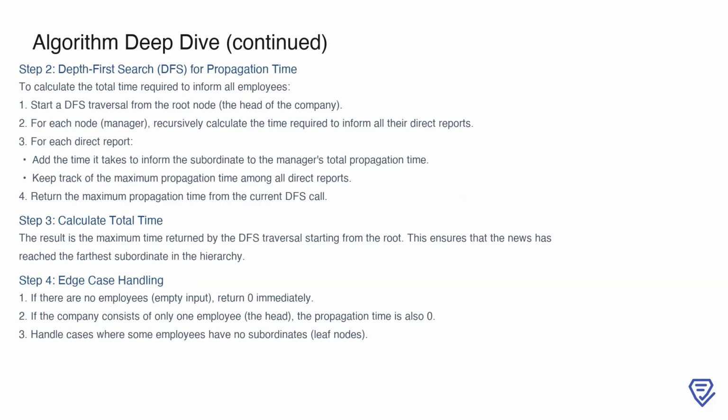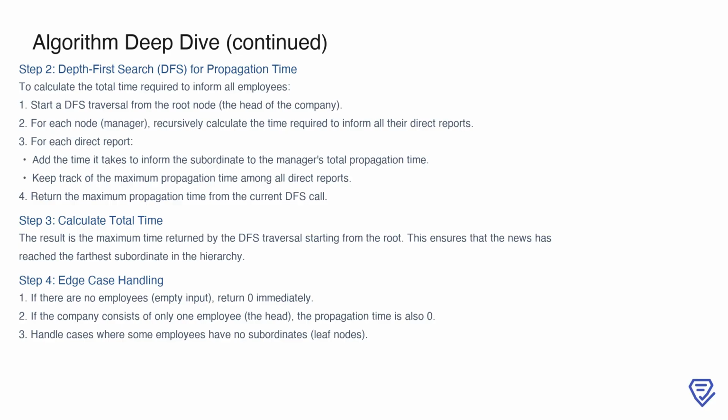Once the hierarchy is represented as a tree, the next step is to calculate the time required to propagate the news using a depth-first search, or DFS, approach. Starting from the root node, which represents the head of the company, we recursively calculate the time needed to inform all direct reports of each manager. For each direct report, we add the time it takes to inform them to the total propagation time for that manager and keep track of the maximum propagation time among all direct reports. This ensures that we capture the delay caused by the longest path in the hierarchy.